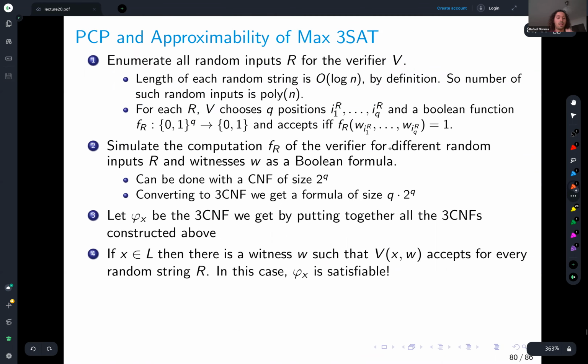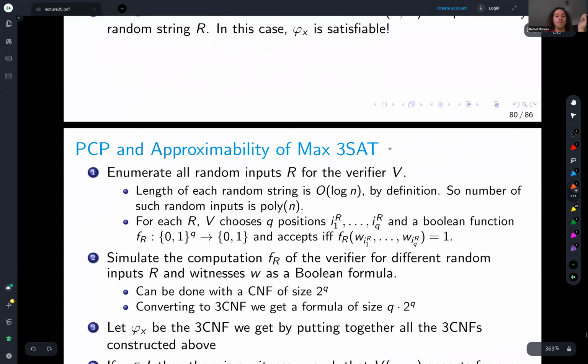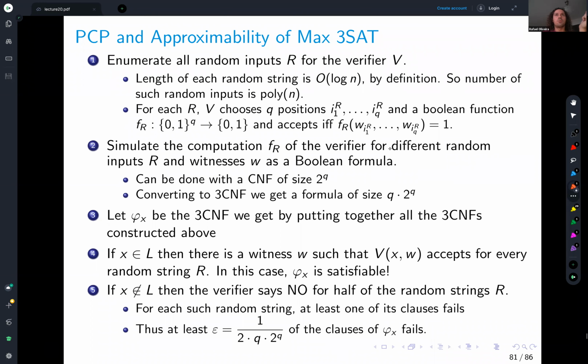And now let's say if X is in the language, then we know that there's a witness W such that V(X, W) accepts for every random string. Does that make sense? In this case, this formula that we constructed is satisfiable. And now, if X is not in the language, then what happens? What does the PCP theorem tell us? Well, it tells us that the verifier will say no for half of the random strings.